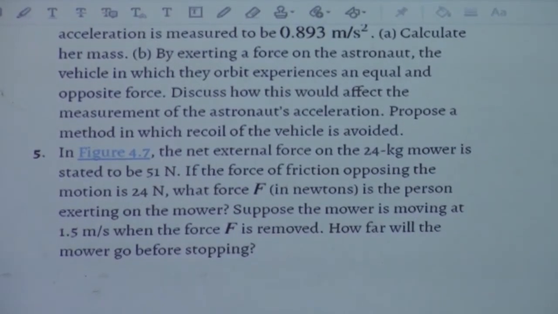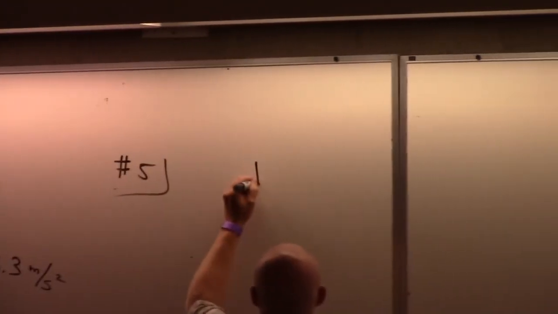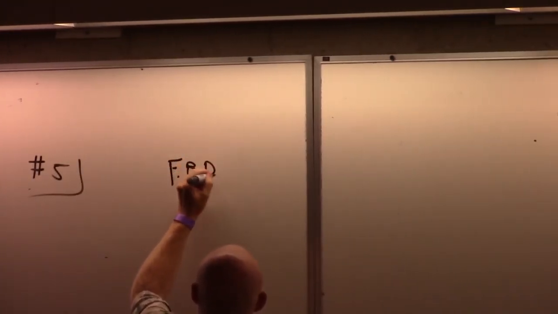But it says the net external force on a 24 kilogram mower is stated to be 51 newtons. If the force of friction opposing the motion is 24 newtons, what force F in newtons is the person exerting on the mower? Okay, so this would be a good place to emphasize those first 2 steps. 1, you got a good physical picture of what's going on, and we didn't have to draw it. They showed us. There's a person pushing a mower. So the object is actually a mower.